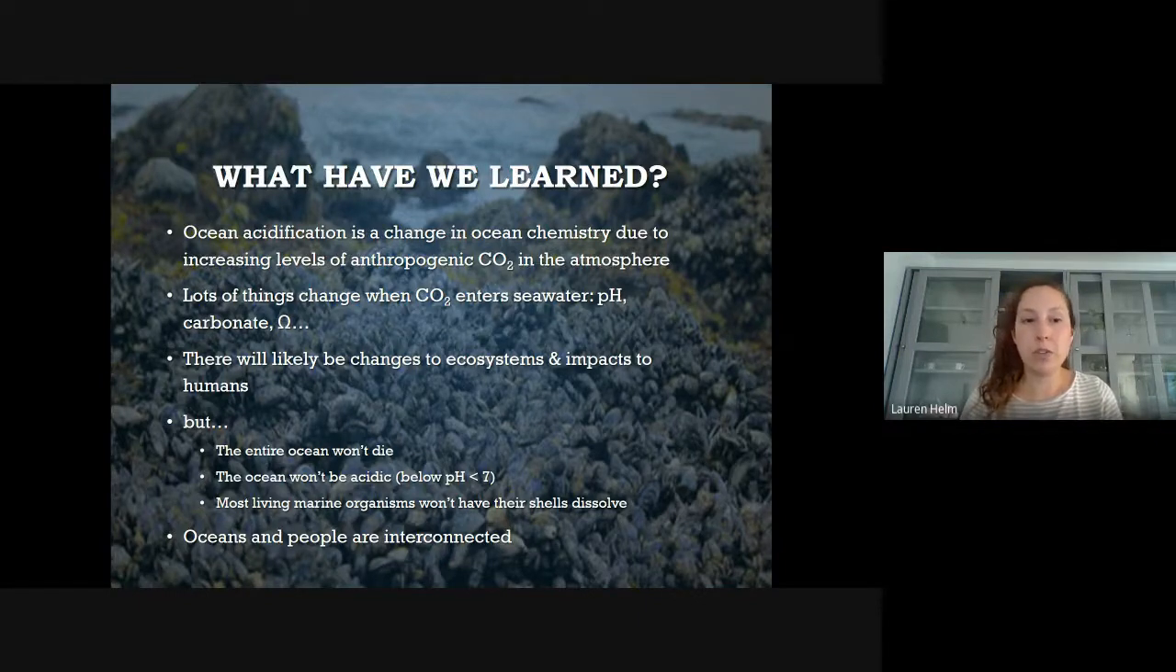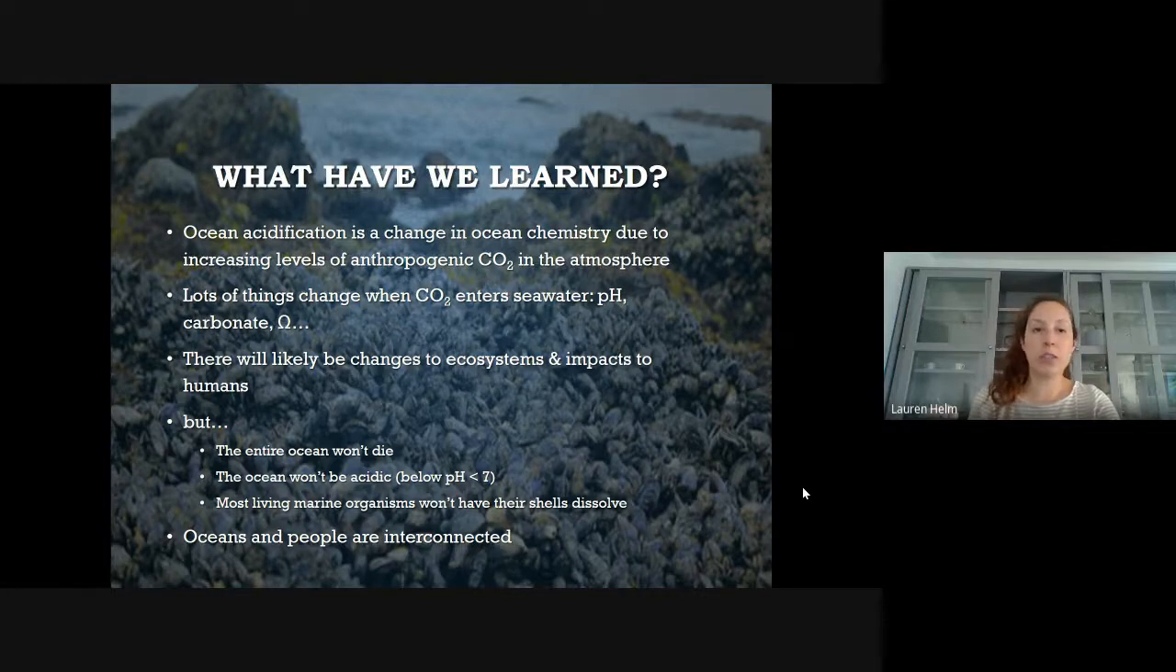The pH of the ocean changes, the carbonate ion concentration changes, and then we can see the cascading changes to the ecosystem and the impacts to humans and our industries that revolve around the ocean. There are some things I want you to keep in mind, though, and that is that the entire ocean is not going to die because of this. In fact, the ocean's not going to even actually become acidic. Despite the name, it's not going to decrease below a pH of 7.